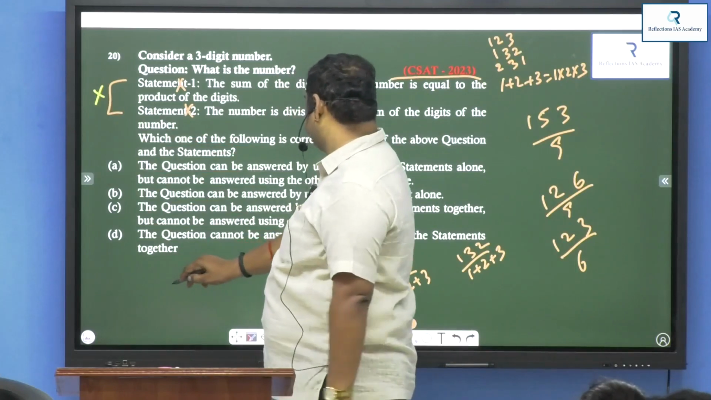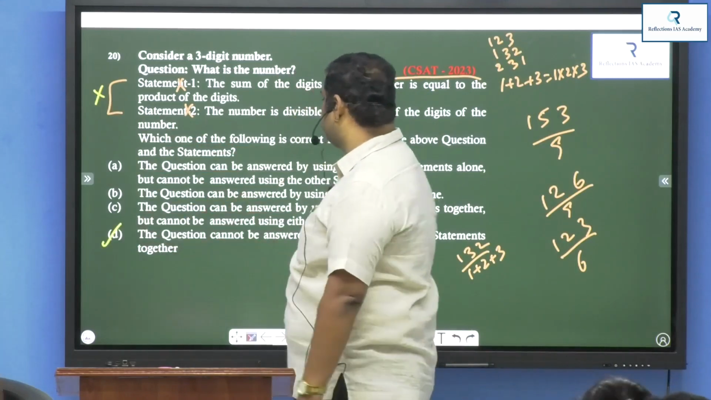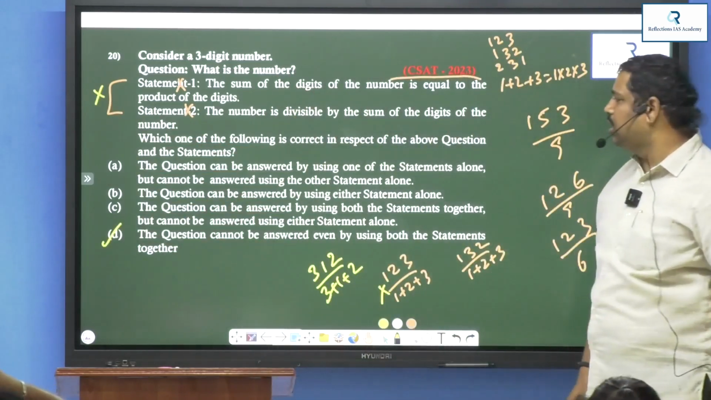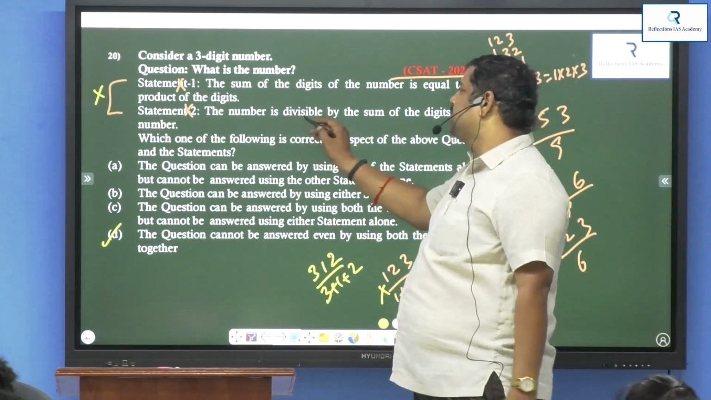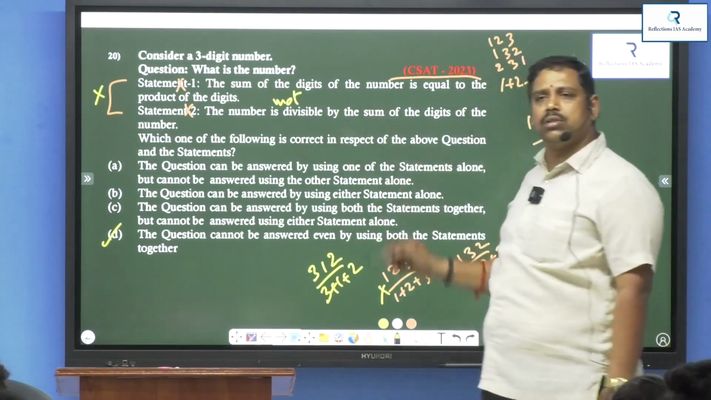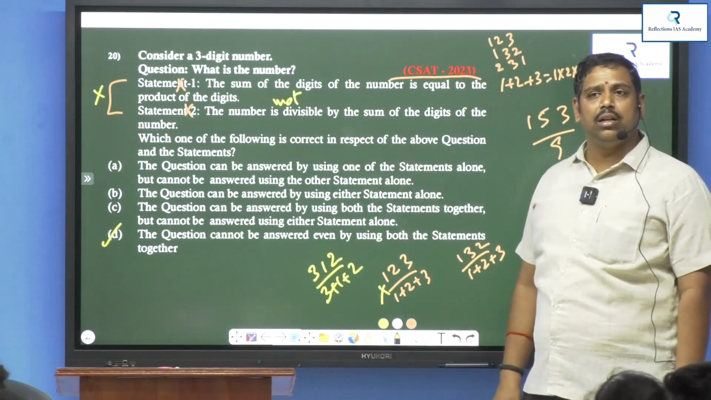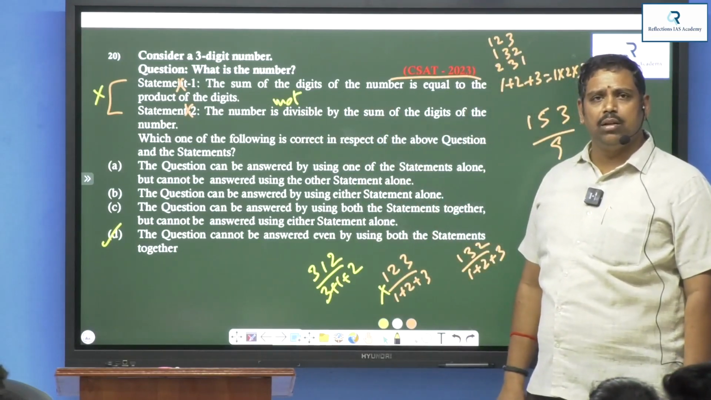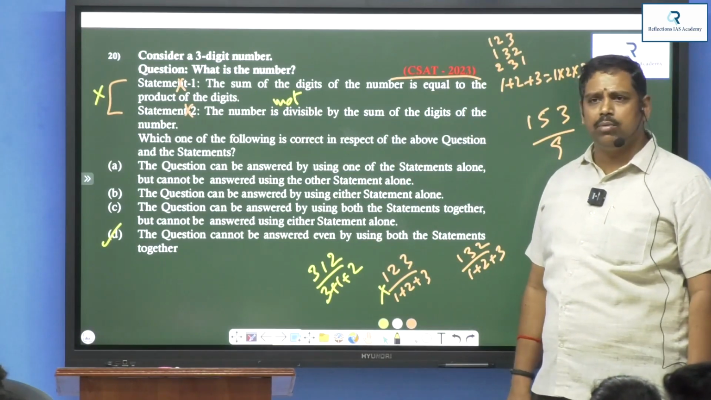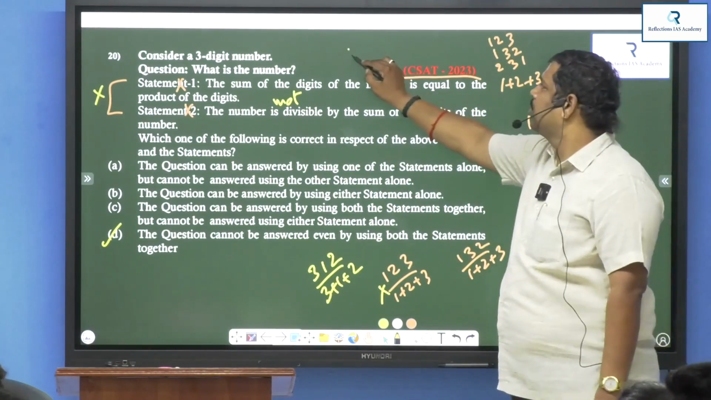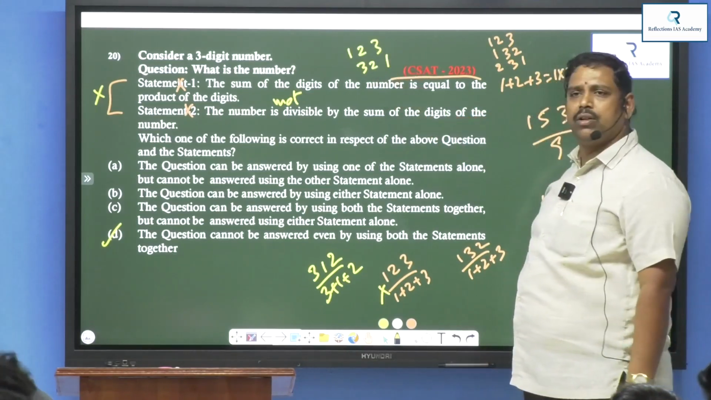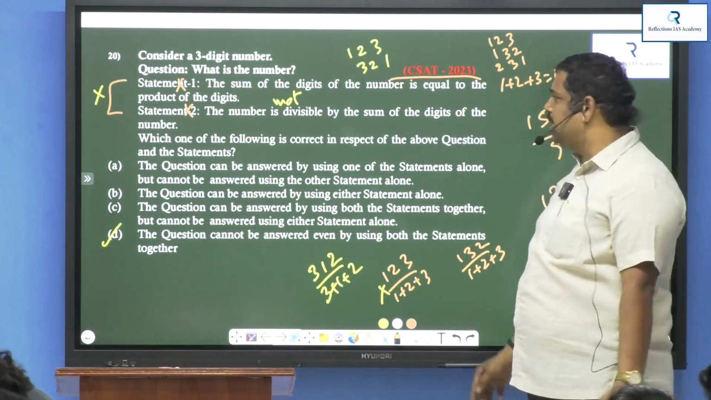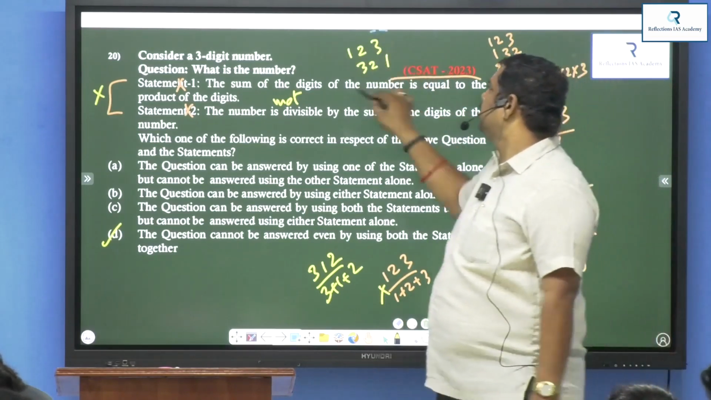So, what is the answer here? D. The question cannot be answered even by using both the statements together. Suppose instead of saying that the number is divisible, it said not divisible, then is the answer possible or not possible? Not possible. Because 123 and 321, two cases will be left. So, still not possible.